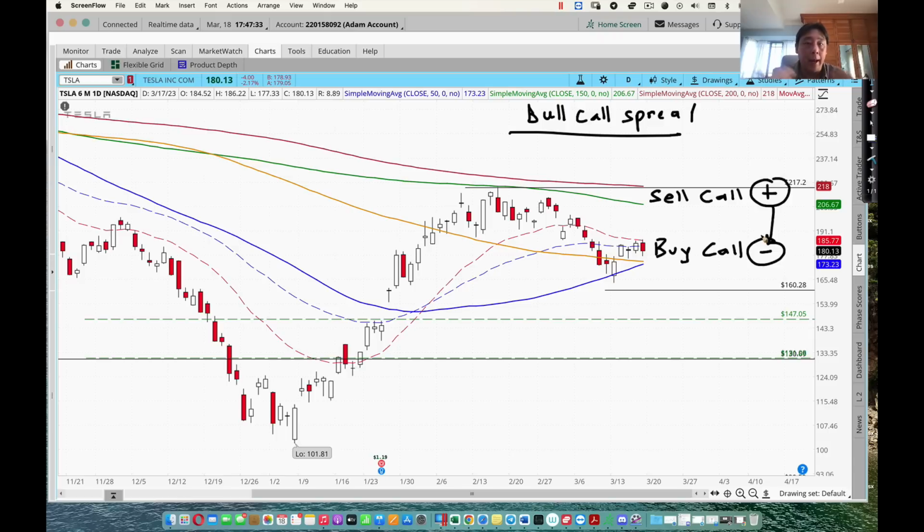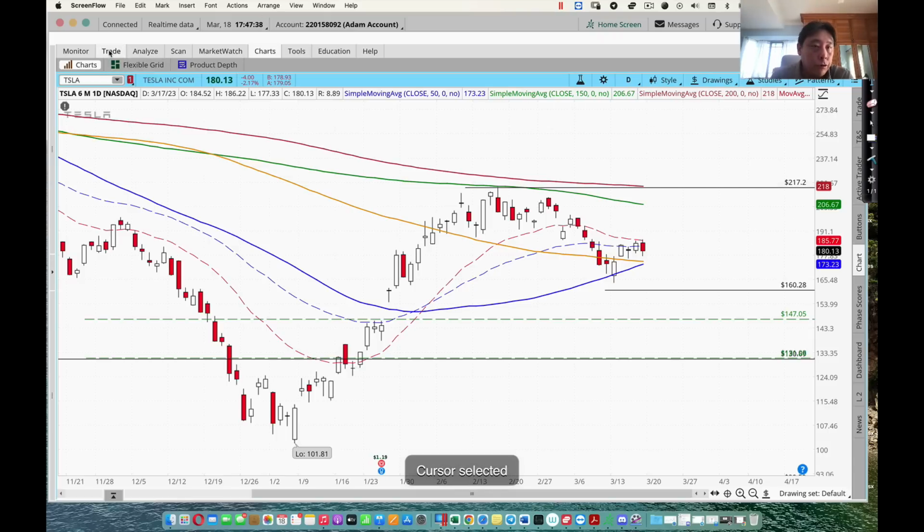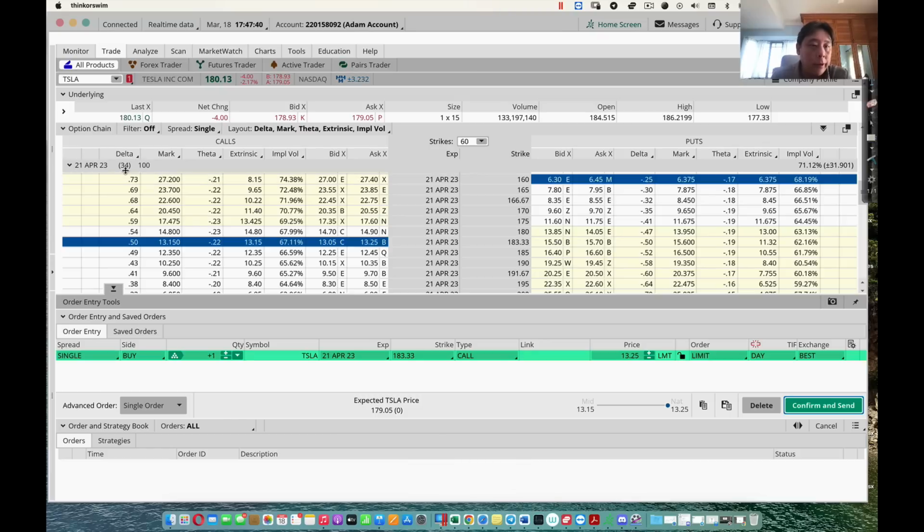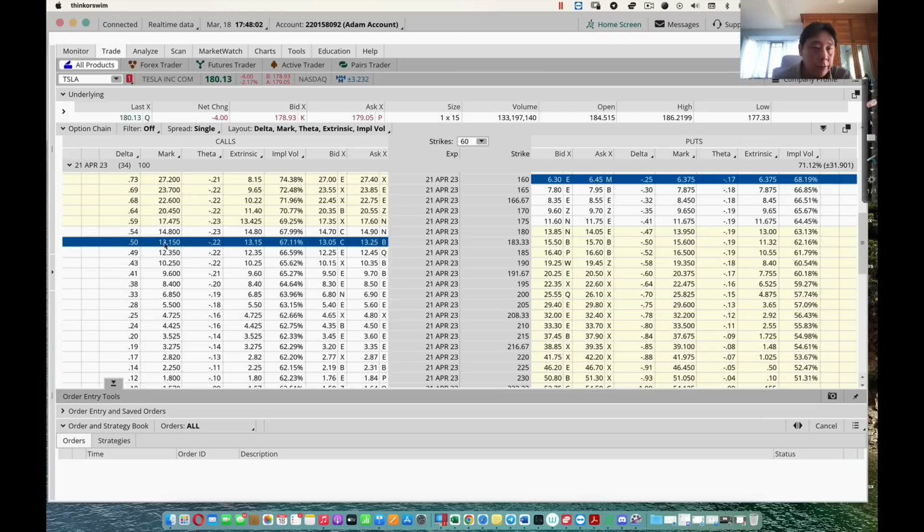So let's see how we would execute this. Let's go to the trade tab over here, and again we're going to look at 34 days to expiration. That's generally the time period that we use. Okay, so first, buying the call option, what strike price do we choose? We choose a strike price that is near the current price. We call it at the money, usually at about 50 deltas. So if you look at delta over here, 50 delta means that it is near the current price.